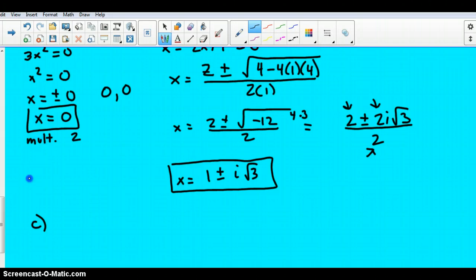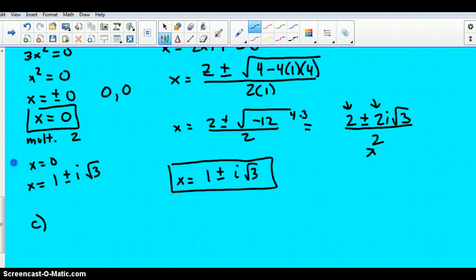So what are the solutions? The solutions would be x equals 0 and x equals 1 plus or minus i root 3. In other words, 1 plus i root 3 and 1 minus i root 3.